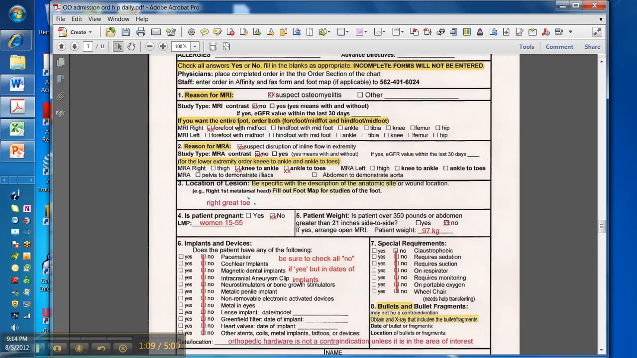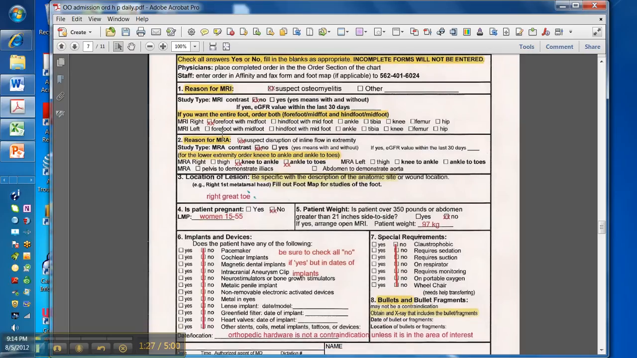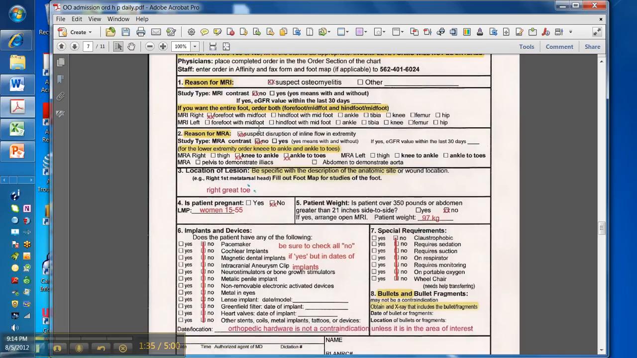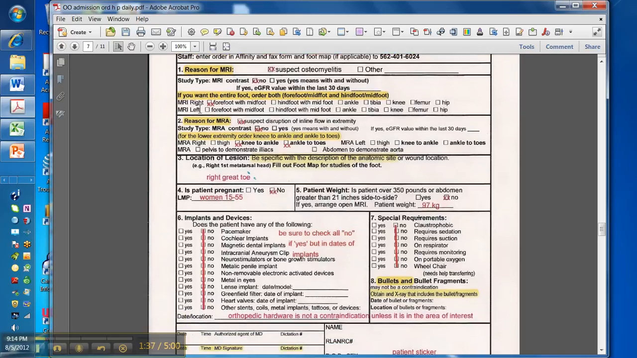At Rancho, you can order the forefoot or the hindfoot. The midfoot is attached to the forefoot and it's attached to the hindfoot. So if you want the whole foot, you have to order both. Most things that are in the toes and metatarsals can be visualized with just the forefoot with the midfoot. If it's in the midfoot, you may want to order both. And here's one for right and left.